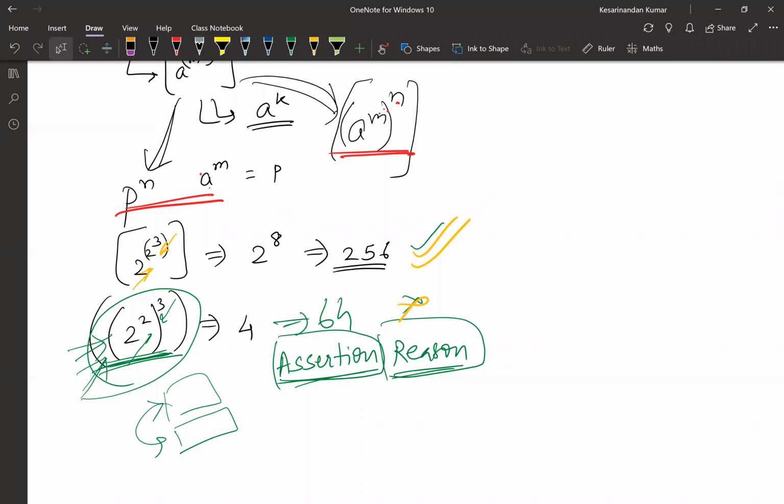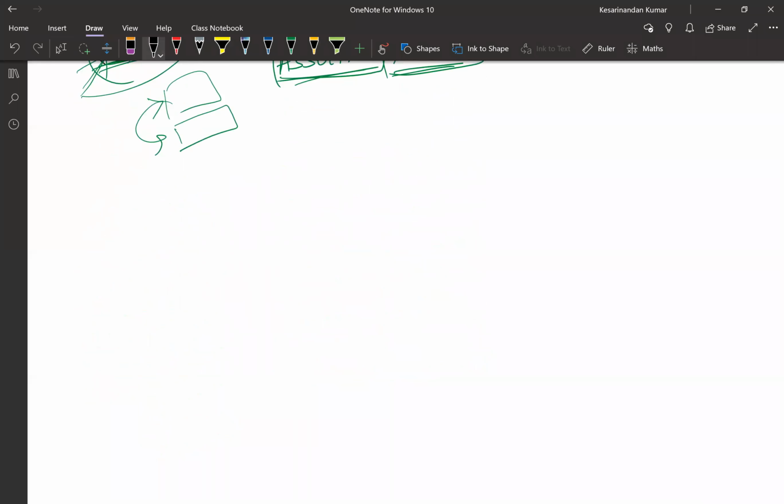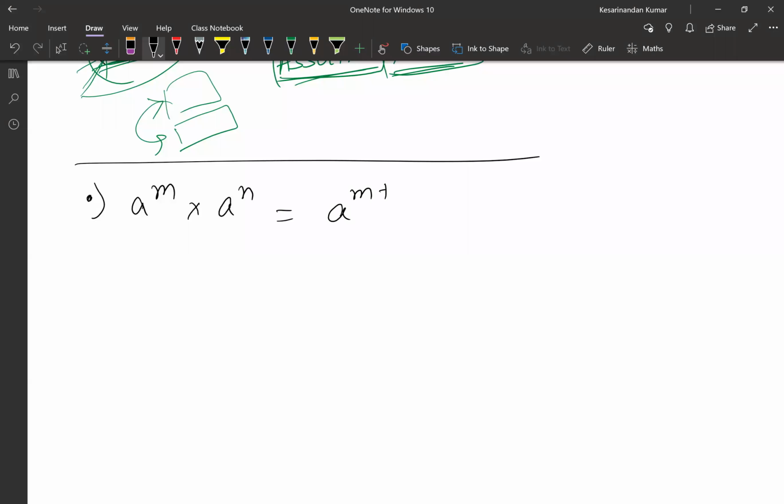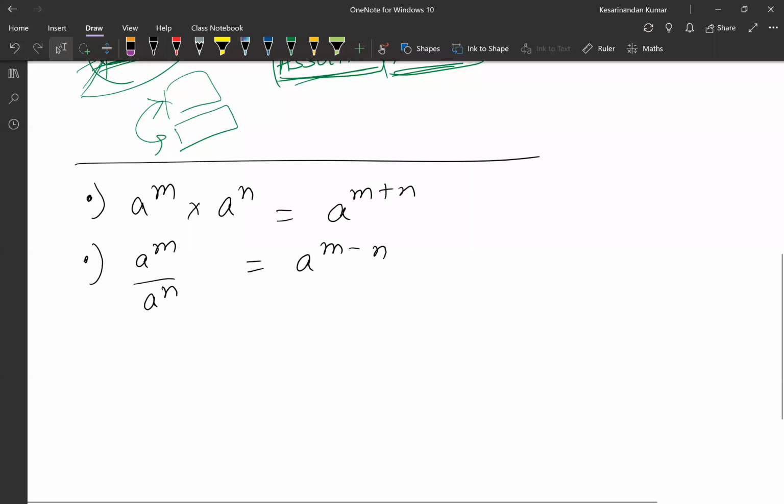This will be much clearer if we just look at the rules of the indices. Just have a quick revision of the rules first. I know you might know it, but still: a raised to m into a raised to n is a raised to m plus n, the first basic rule of indices. Similarly, when you have division, instead of addition of powers, it will be subtraction of powers. Pretty simple.